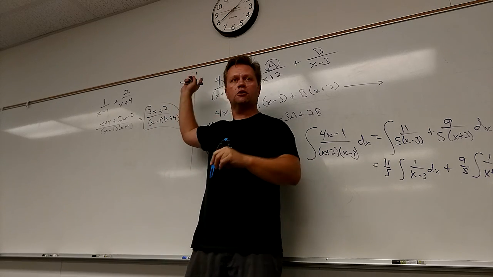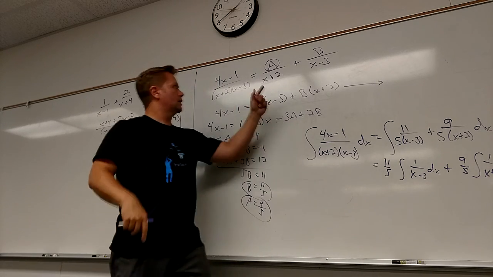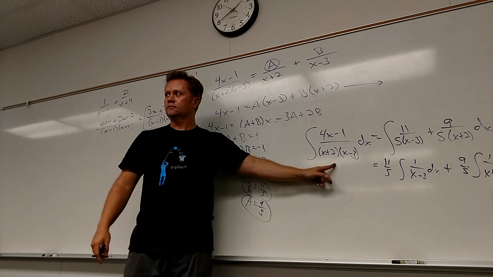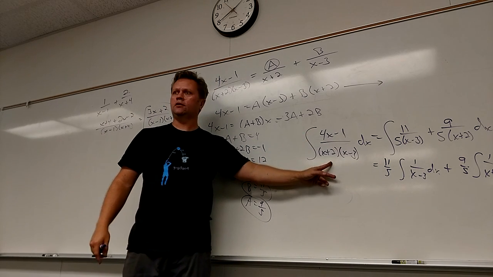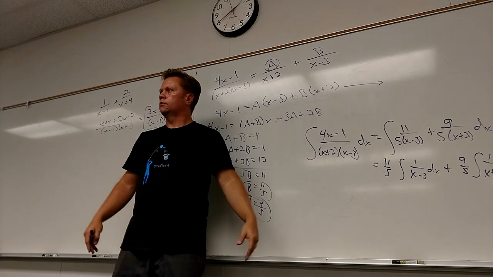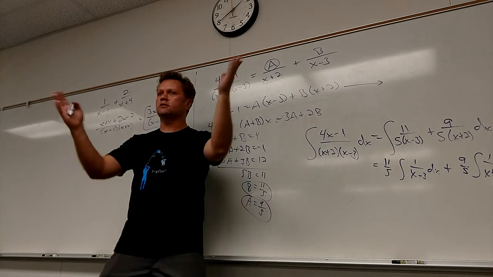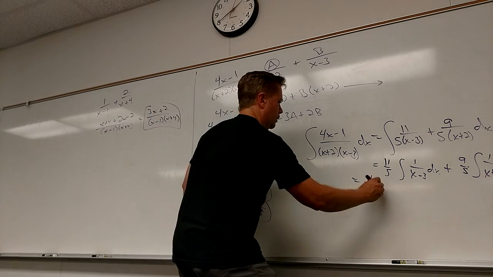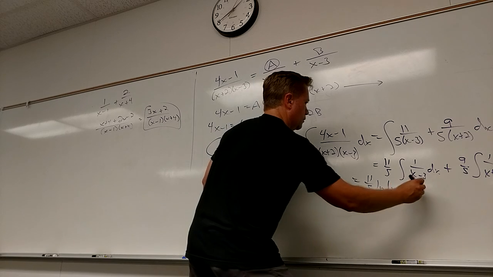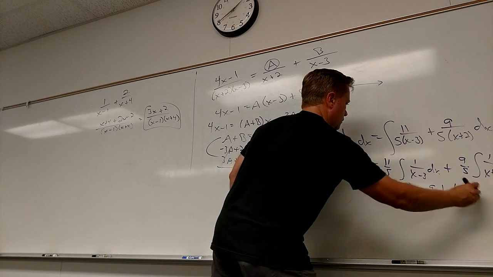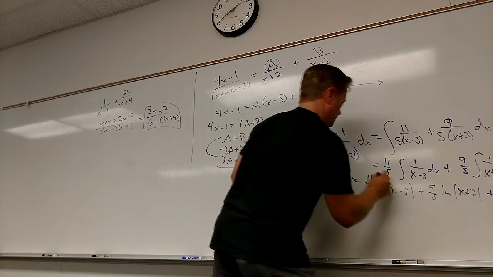But see, that's what partial fractions does. It takes this thing which is impossible for us to do, there's no u sub going to save you here, and breaks it up into 2 pieces that I can do both. Or 3 pieces, or however many pieces it needs. So this would be 11/5 ln x minus 3 plus 9/5 ln x plus 2, plus c.